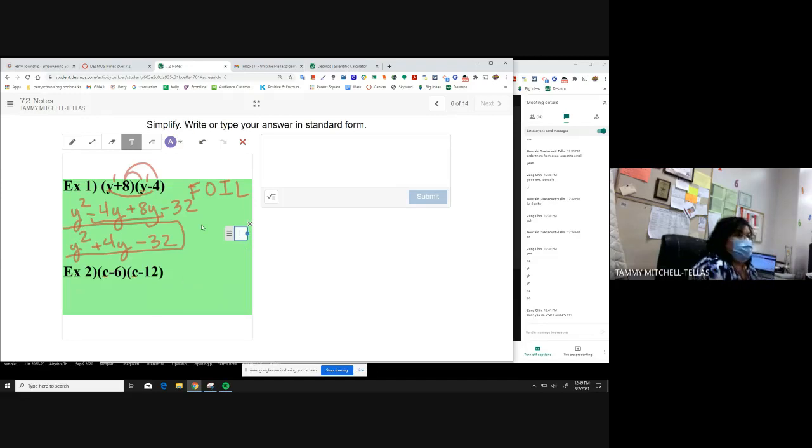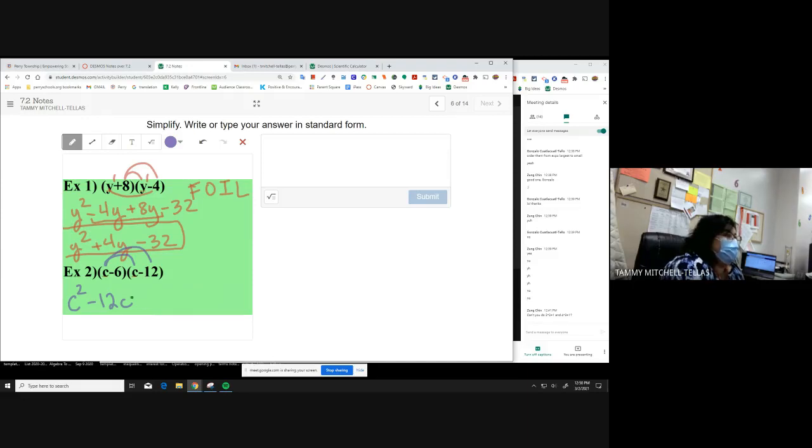All right, so we start with F, which is front, which is C times C. So what's C times C, everybody? It's C squared, right? So I put C to the second power. I did C times C. Then I do outside, which is C times -12. What would that be? That would be -12C. I just shove them together.